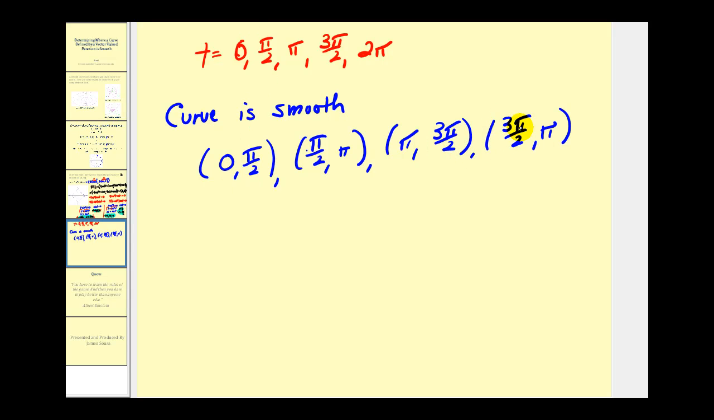Now keep in mind these intervals are intervals of t, not x like we normally think of when we're talking about rectangular equations.